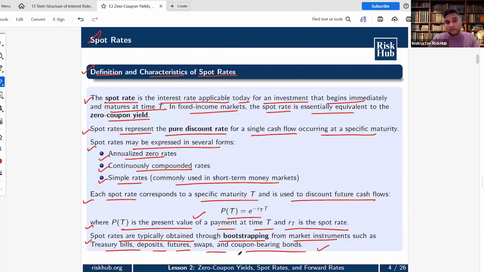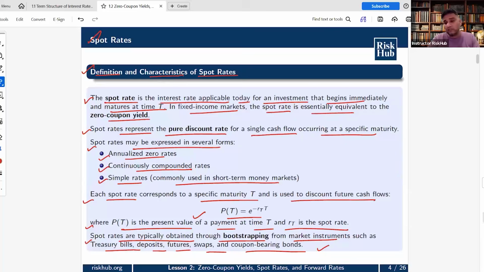P of T equals exponential raised to the power minus R sub T times T, right? This repeats the continuous discount factor from the previous slide. P sub T is the present value of $1 paid at time T. R sub capital T is the spot rate for that maturity. The last line names the instruments used in bootstrapping: treasury bills, deposits, futures, swaps, and coupon bonds. Short maturities come from deposits and futures. Long maturities come from swaps and bonds. Where it is used, the spot curve is the discount curve for every present value calculation of the risk book.